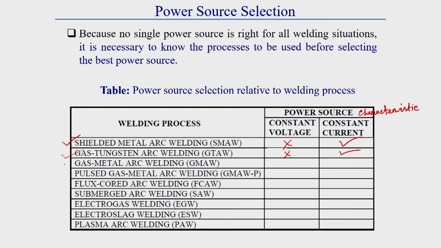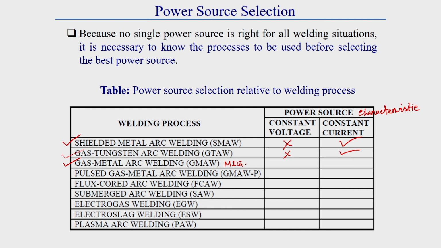Now, gas metal arc welding, or MIG, or GMAW, metal inert gas welding, is an automatic or semi-automatic welding process. Here it uses a consumable electrode.